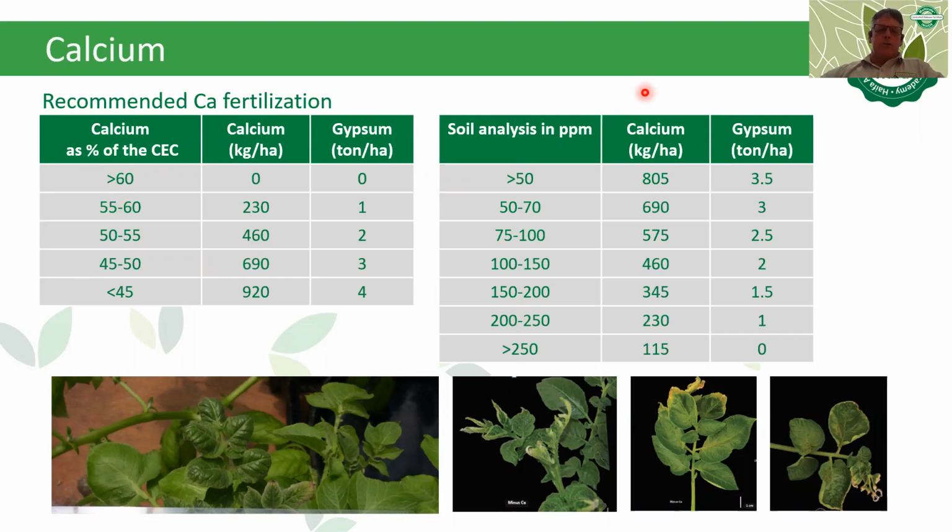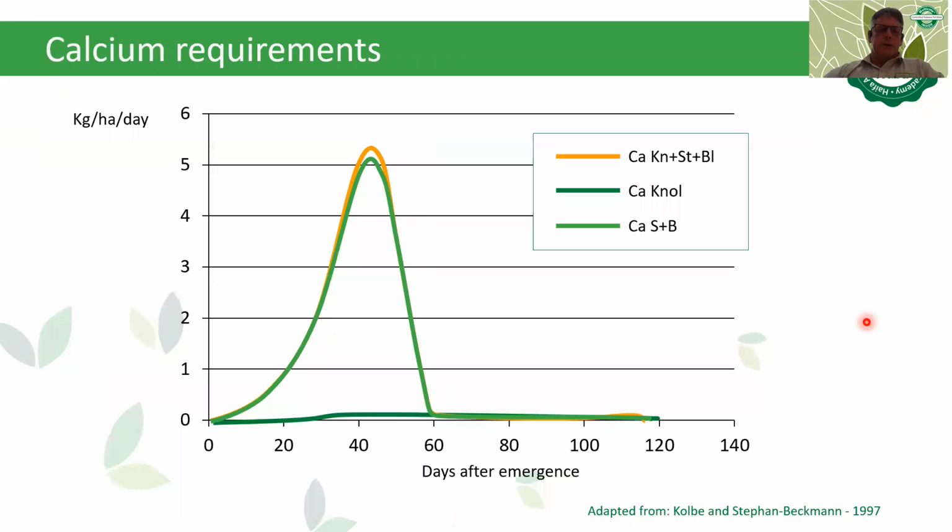And again, if you're on a very sandy soil, then we use the actual analysis in the soil to determine how many tons of gypsum per hectare you should be applying at planting or just pre-plant. And if you look at the calcium requirements, again, you need 40 days after planting, you're needing up to 5 kilograms per hectare per day. So this is why, in the middle of the season, we apply calcium nitrate, to try and address this peak, because you're not always sure if the roots are going to get all of it.